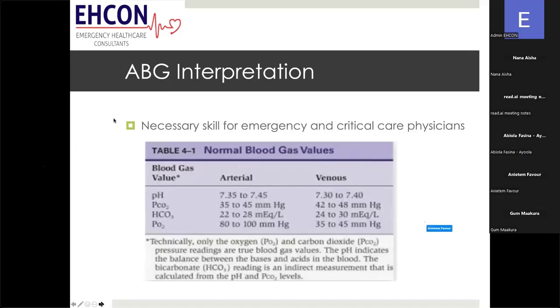I'm going to take 10 seconds and pause so people can just absorb these values because we're going to need them for the next phase of our discussion.